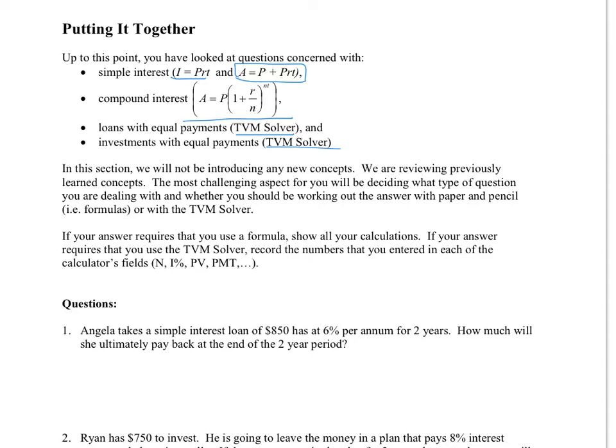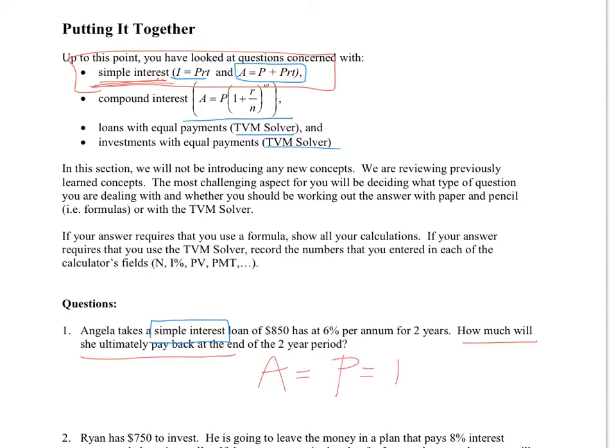So if we're looking at the first example, Angela takes a simple interest loan of $850 at 6% per annum for 2 years. How much will she ultimately pay back? So the biggest indicator is if it says simple interest, you're using one of these two formulas. If it says simple interest, you're using simple interest. Okay? And in this case, it says how much will she ultimately pay back at the end of the loan, so we know that's our amount. So we're going to be using the A equals P plus PRT formula.